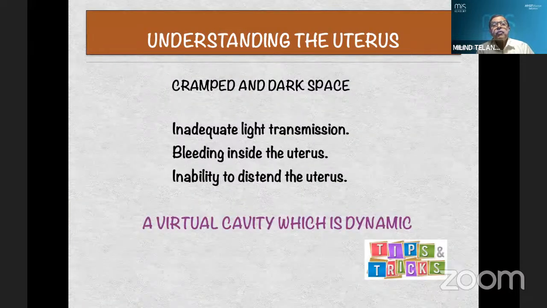One should understand, Krishna Kumar sir spoke about the uterus and its anatomy. Well, it's a cramped and dark space, with inadequate light transmission. There is bleeding because it can bleed, and an inability to distend, and therefore hysteroscopy took a backseat. It's a virtual cavity. We are opening up the two walls of the cavity to see within. And therefore, it took a lot of time. It was only after the urology resectoscope came into being that we tried to reproduce it in hysteroscopy.